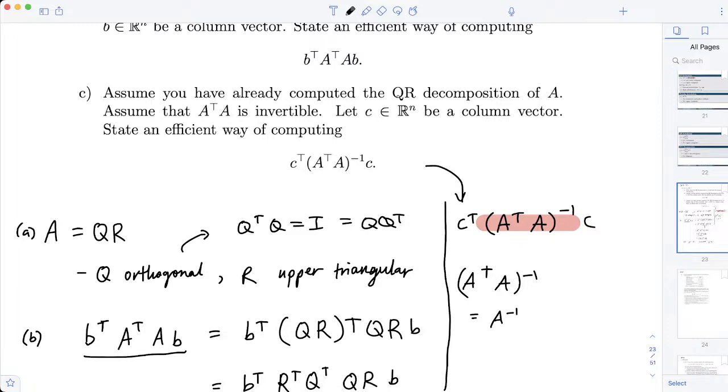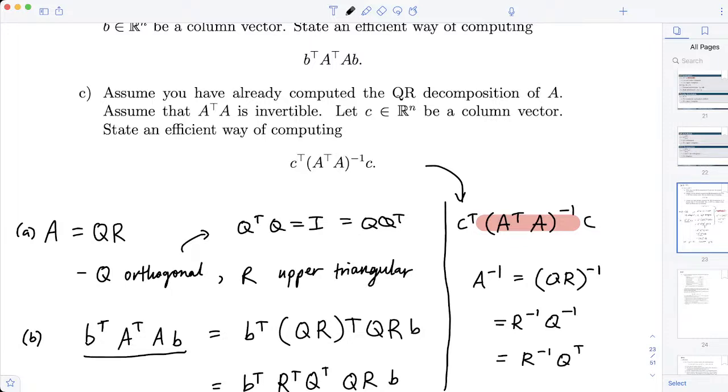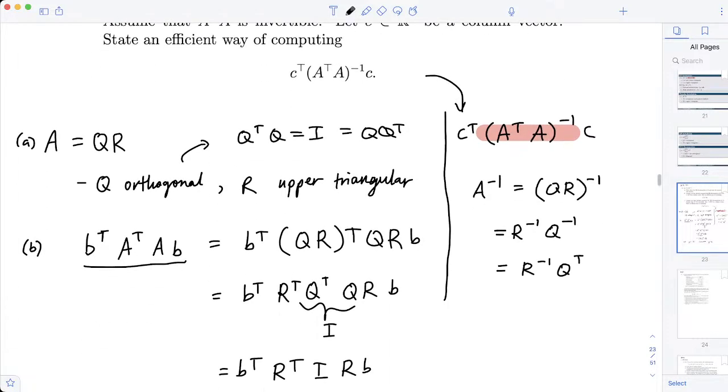Actually, let's establish something earlier here. Let's figure out what the inverse of A actually looks like, because we're going to be able to do something nice with that. The inverse of A is just the inverse of our QR factorization, which gives us the inverse of R times the inverse of Q. But since Q is an orthogonal matrix, what we're actually working with is just the transpose of Q. So that's going to help us a bit. Actually, I don't know if it will help us, but let's just establish that first.